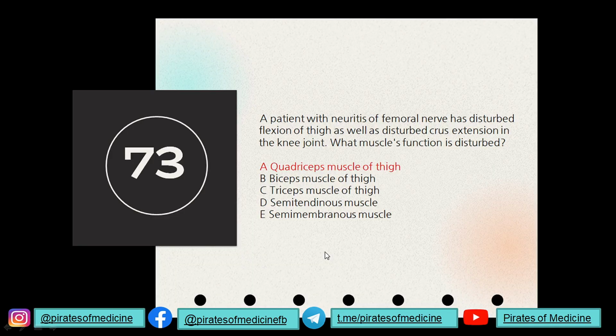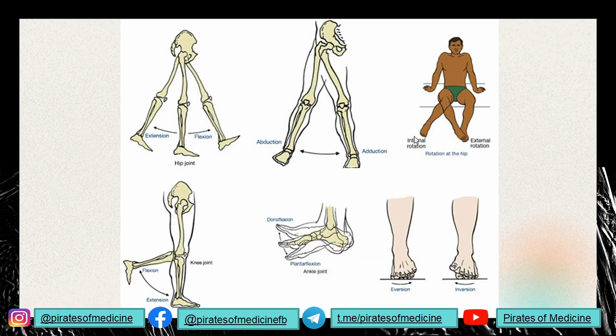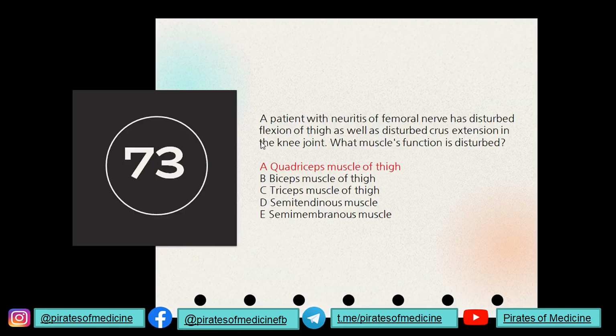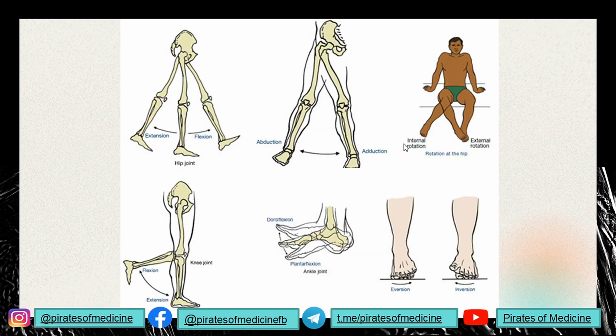So in the question, they are talking about disturbed flexion of the thigh. So they are talking about this motion, flexion of the thigh, because this is the motion at the hip joint. Correct, the leg will move at the hip joint. So there is disturbed motion in this direction, the flexion, moving the leg forwards. And also there is disturbed leg extension in the knee joint. So extension means moving the leg from the flexed position back to the normal position. So this is extension at the knee joint. So let's see.